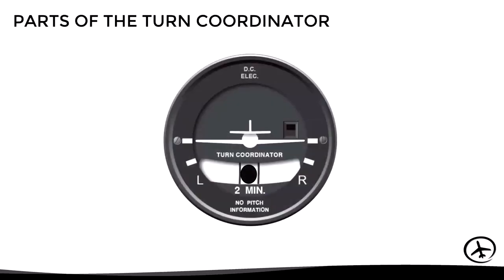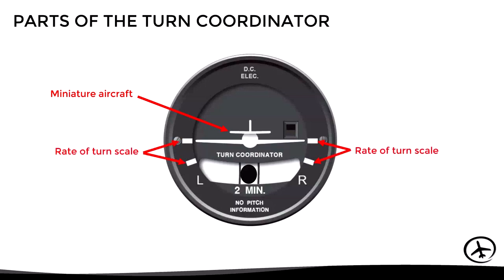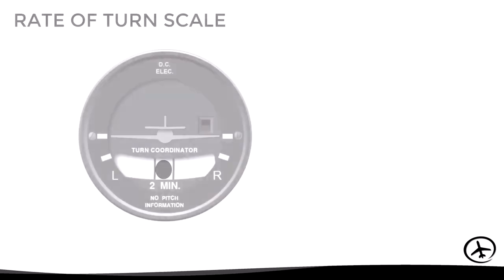Here, the main difference in relation to the turn and slip indicator is that instead of having a needle, we have a miniature aircraft. And therefore, the rate of turn markings are located at the sides. And as in the turn and slip indicator, at the bottom we have the inclinometer. Let's take a closer look at the rate of turn scale of this instrument.